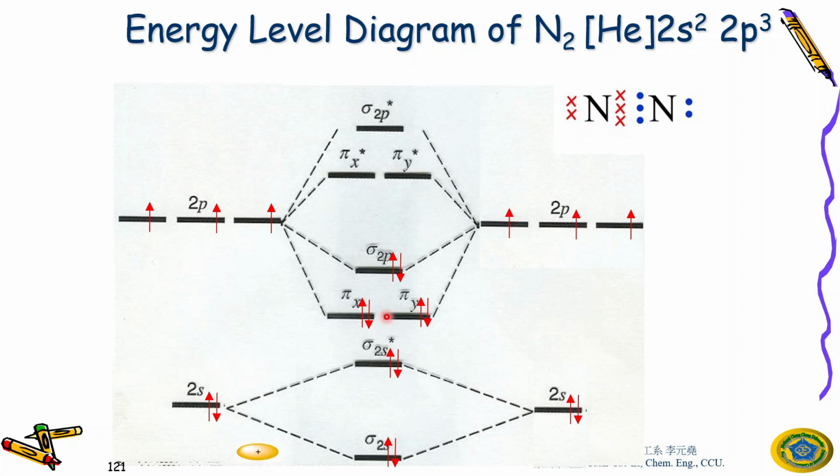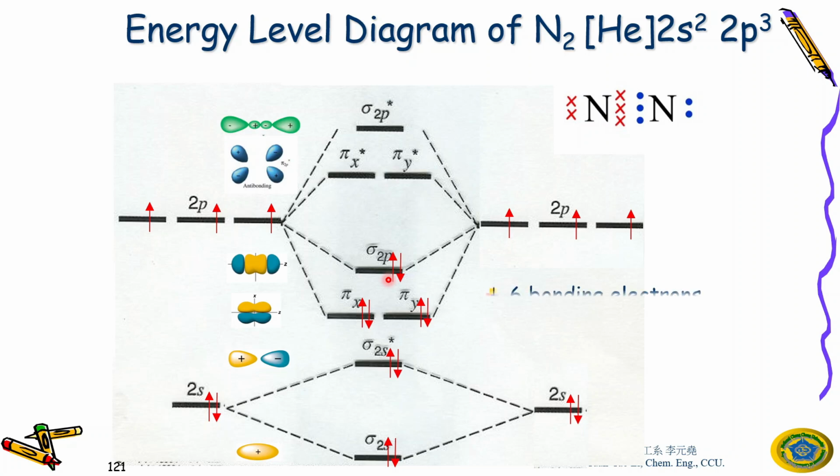So now I want to ask. Now you understand this nitrogen shares 3 electrons with the other, so there are a total of 3 pairs of electrons. According to the Schrödinger equation, you will realize this is the shapes of the molecular orbitals. So there are 6 bonding electrons.